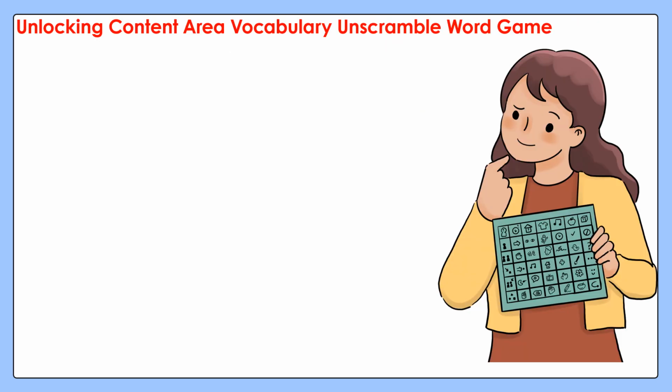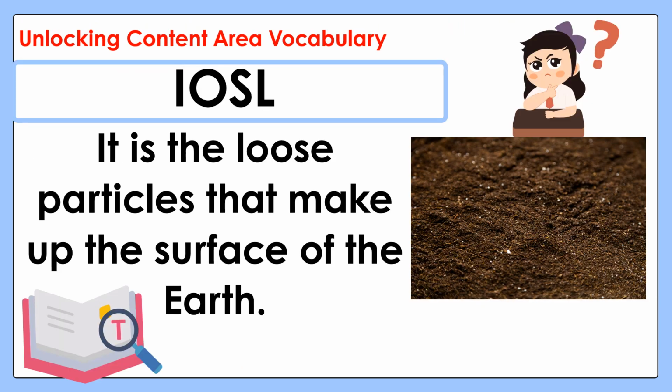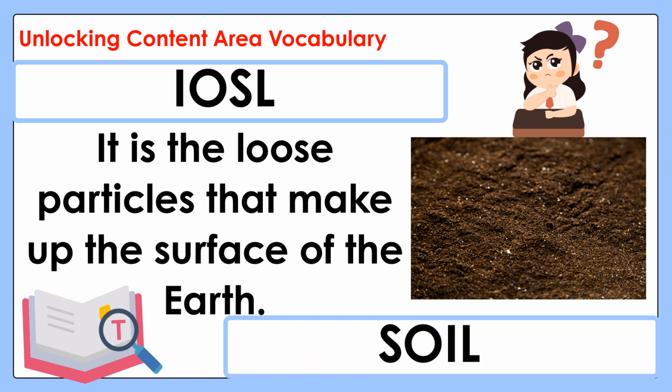Unlocking Content Area Vocabulary. Unscrambled Word Game. Let's play an unscrambled word game. Rearrange the letters to form the correct word based on the given meaning. First, it is the loose particles that make up the surface of the earth. What is this? The answer is soil.